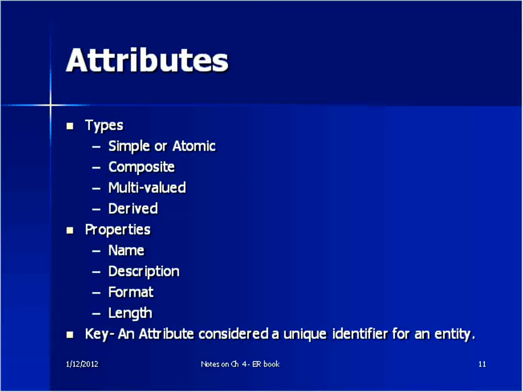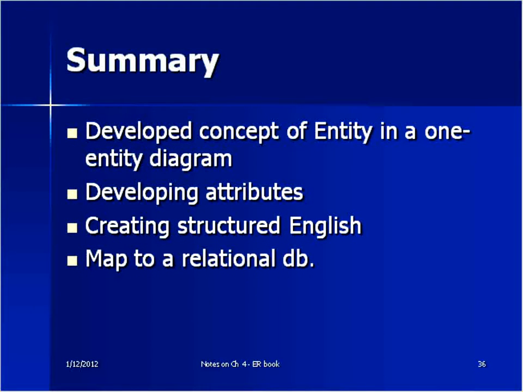Then there is also what's called a key. A key is an attribute that is considered a unique identifier for an entity, which means it will uniquely identify a particular entity. That's what a key is. So for example, in a student entity, a student number would be used to identify a particular student. So that would be the unique identifier, and that would be the key.